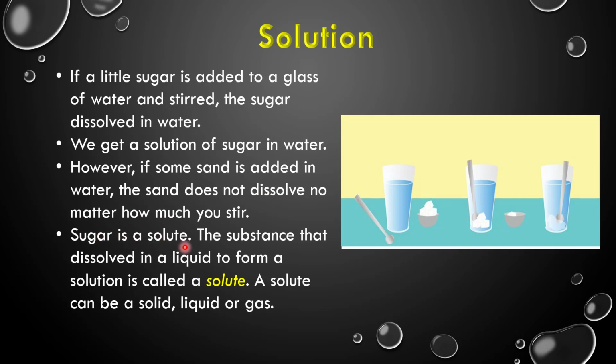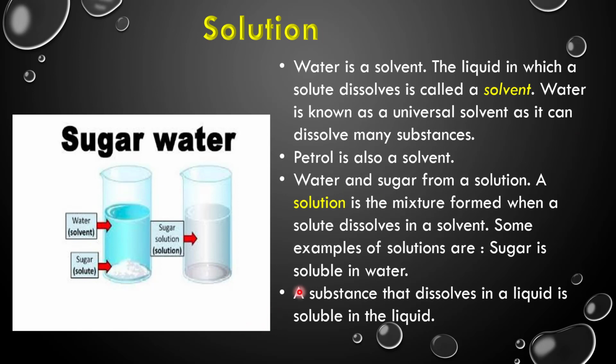Sugar is a solute. The substance that dissolves in a liquid to form a solution is called a solute. A solute can be solid, liquid, or gas. Water is a solvent. The liquid in which a solute dissolves is called a solvent. Water is also known as a universal solvent as it can dissolve many substances in it. Petrol is also a solvent.